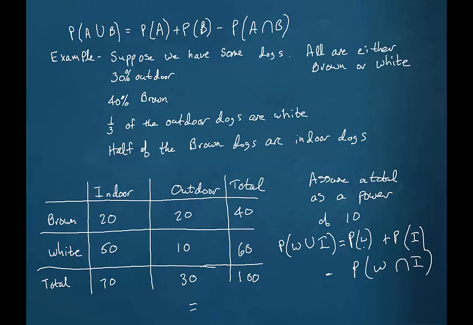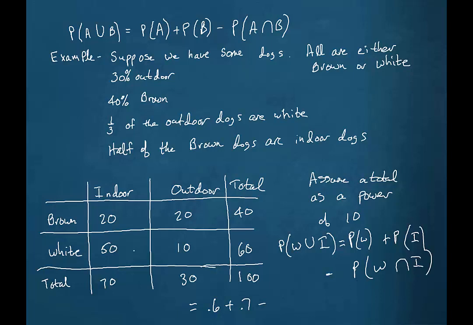We need to know then the probability that we would select a white dog. Well, there are 60 white dogs out of 100, so that would be 0.6. Then we would need to add to that the probability that we would get an indoor dog. There are 70 out of 100, so that would be 0.7. And we can already see a problem here. 0.6 and 0.7 add to more than 1, and we can't have a probability that is greater than 100%. So there must be something that's going to be subtracted out, and that would be all of the dogs that have both attributes because they're added in twice now.